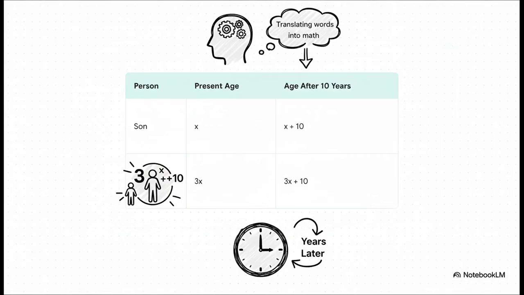The very first step, and the most important one, is turning these words into math. Let's call the son's present age x. The problem says the father is 3 times that, so his age is 3x. Makes sense. Now what happens in 10 years? They both get 10 years older, of course, so we just add 10 to each of their current ages. This little table here makes it all super clear.